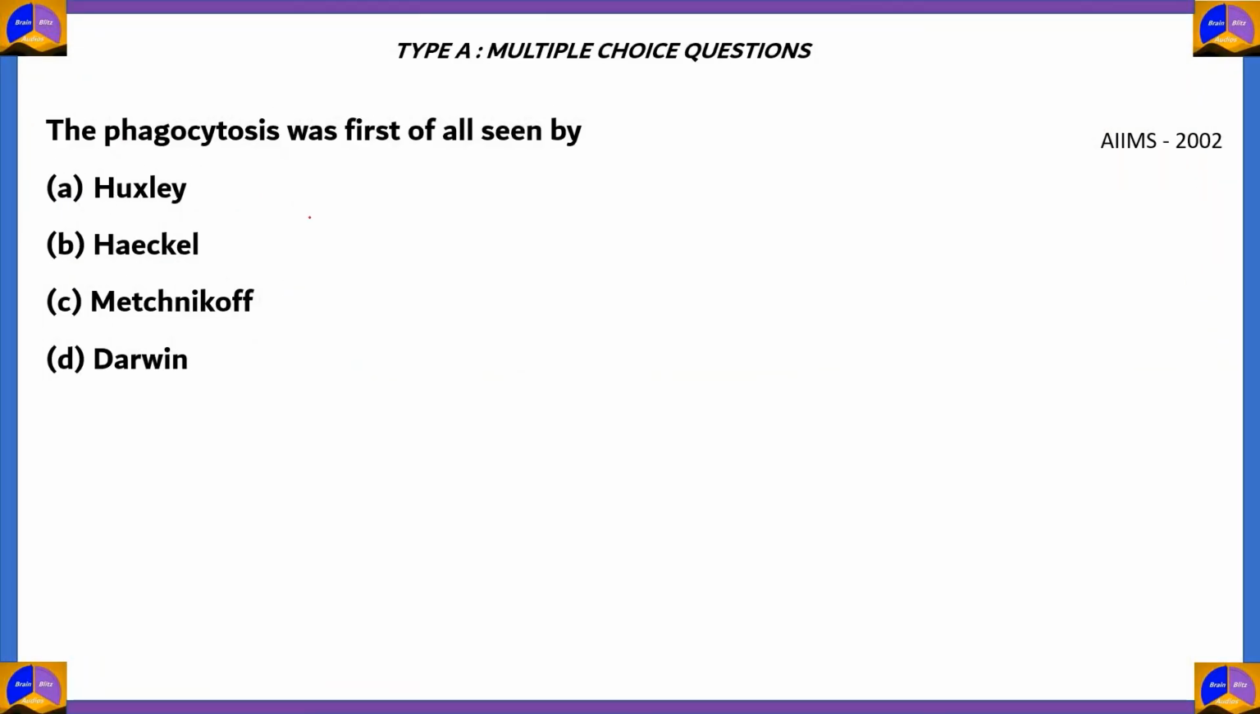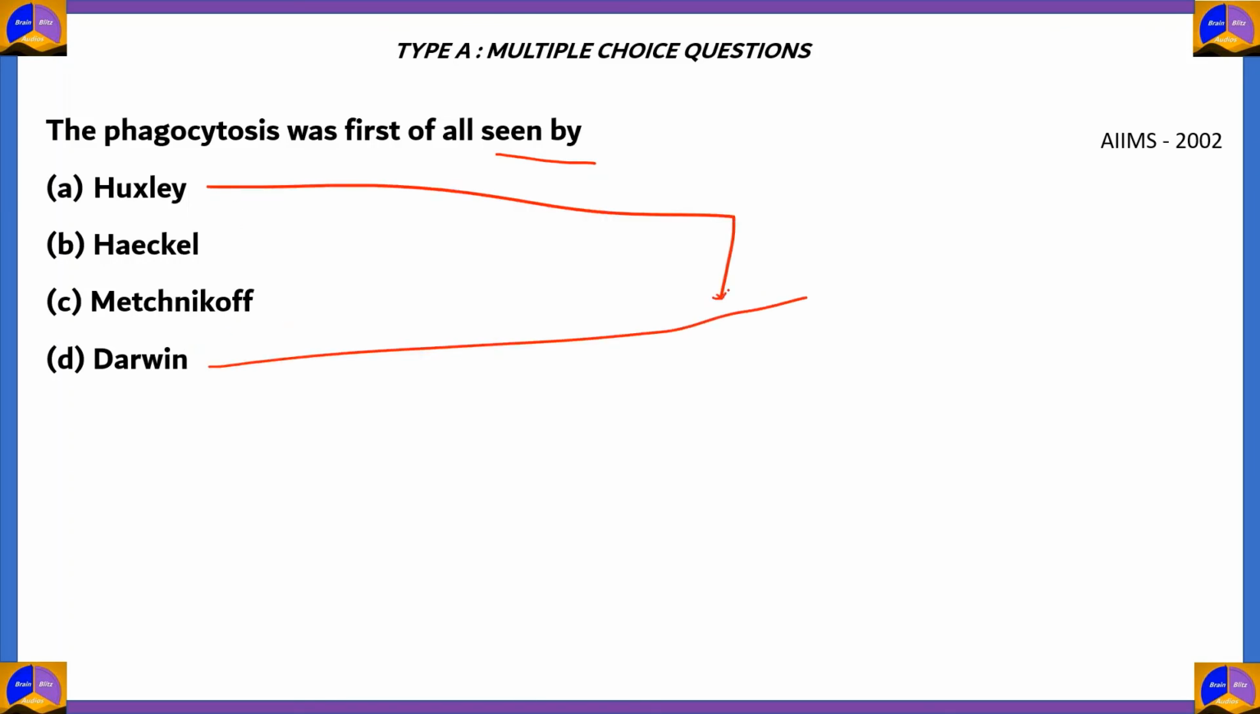Our final question of this episode. The phagocytosis was first of all seen by Huxley, Haeckel, Makhanoff, and Darwin. So option A, Huxley, and option D, Darwin, are both proponents of evolution, and they have no real role in the study of cells or cytology. So A and D are incorrect.